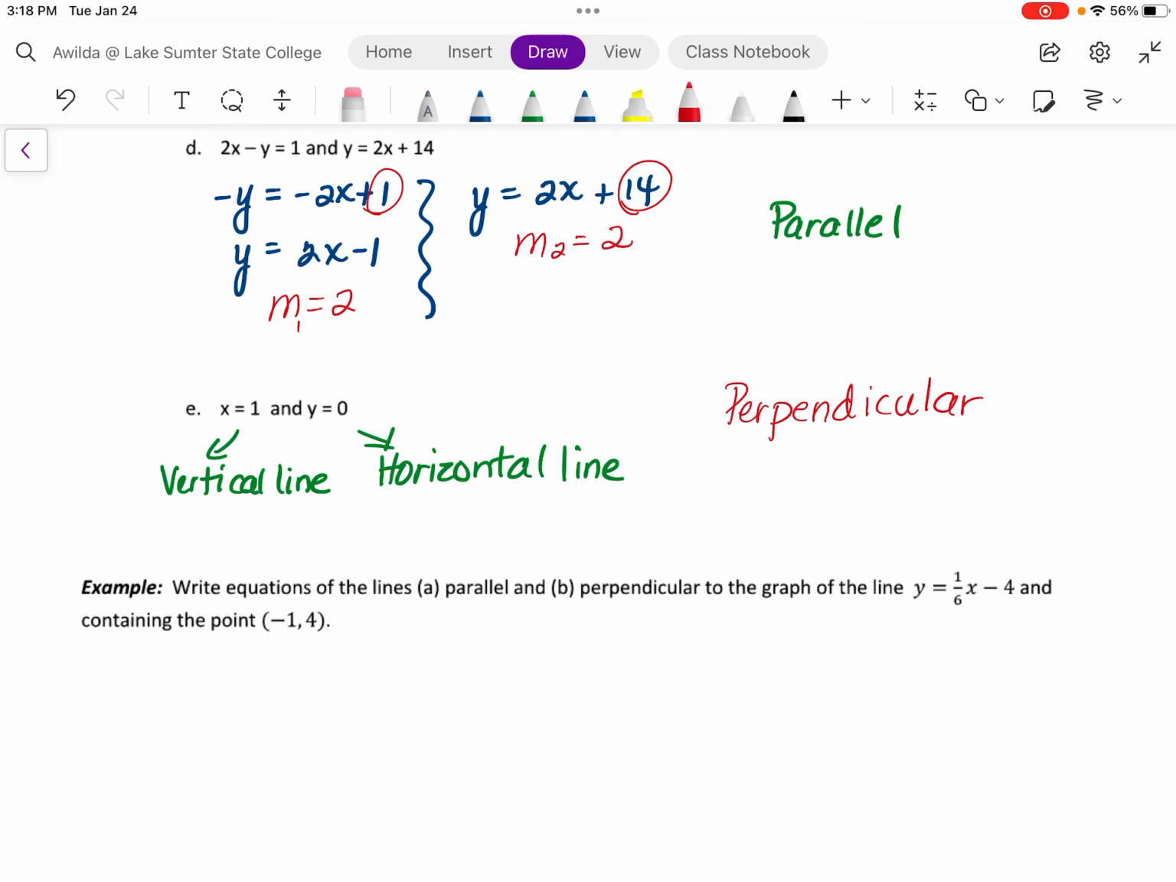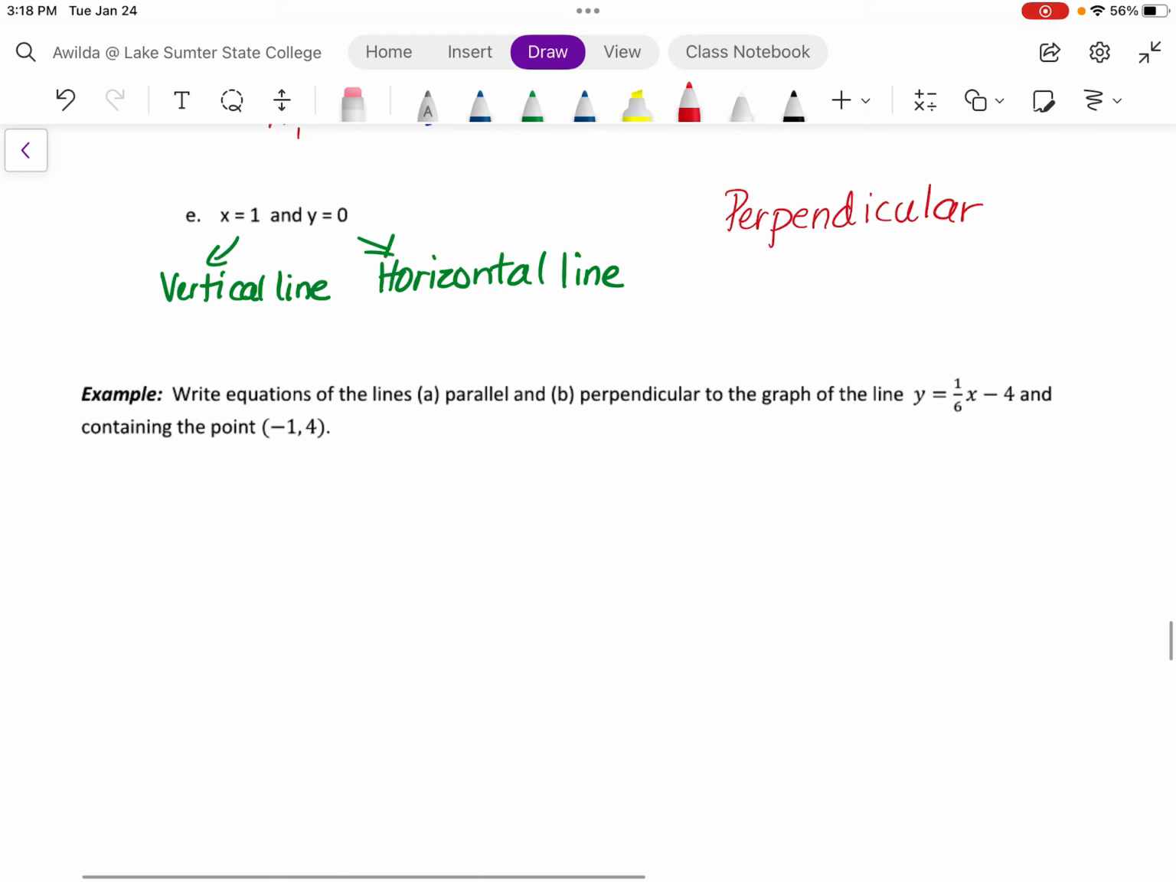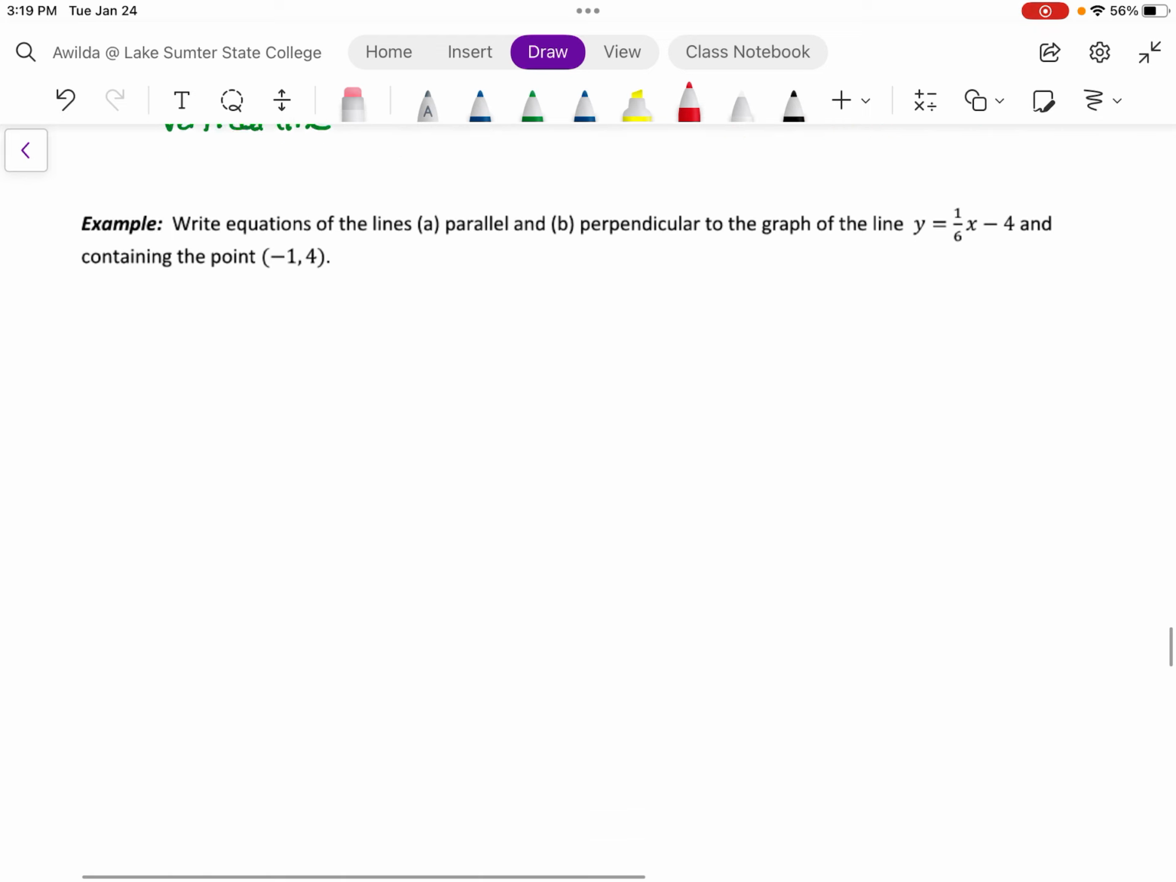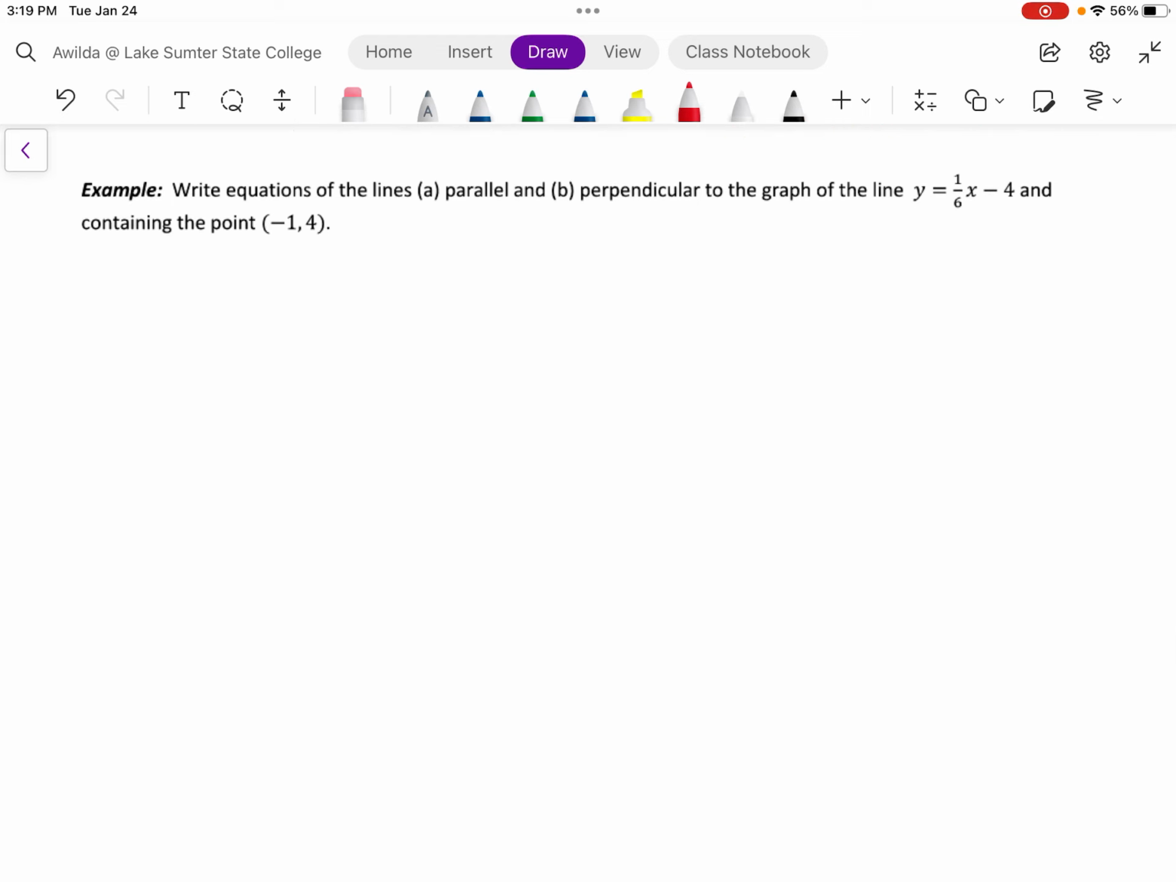In the next example, we're asked to write equations of two different lines. First, a line that is parallel to y equals 1/6 x minus 4 and passing through the point negative 1, 4. Secondly, we'll write the equation of a line that's perpendicular to the given line and still passing through the same point. To be able to do this, we're going to recall the point-slope form for the equation of a line. I'm going to write this up top just for your reference.